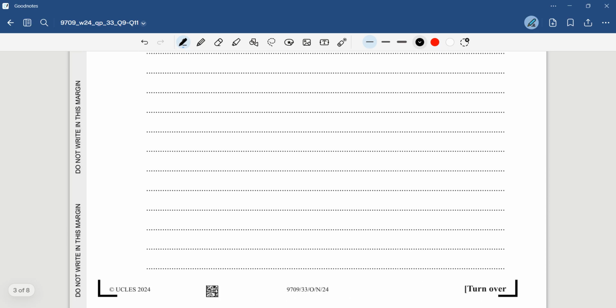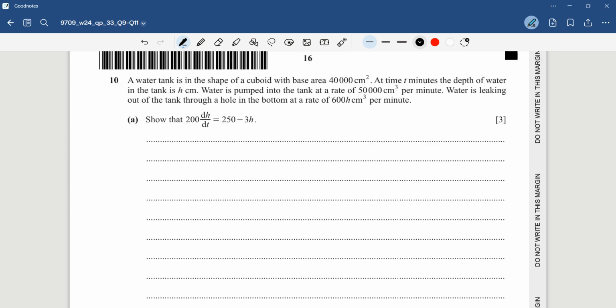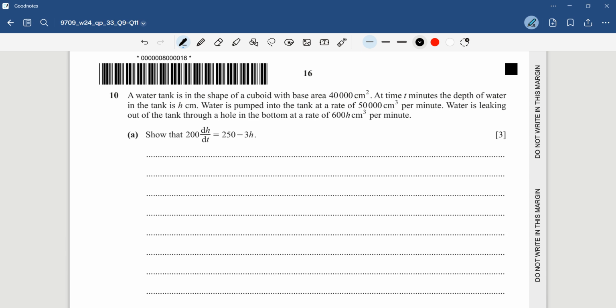Okay, question number 10. So, a water tank has the shape of a cuboid with base 40,000 centimeter squared. At time t, the depth of water is h. The water is pumped into the tank at 50,000 centimeter cubed per minute, and the water is leaking out. Okay, so since there is addition and subtraction in the volume, so dV over dt is going to be, they pump in 50,000 and it goes out as 600h.